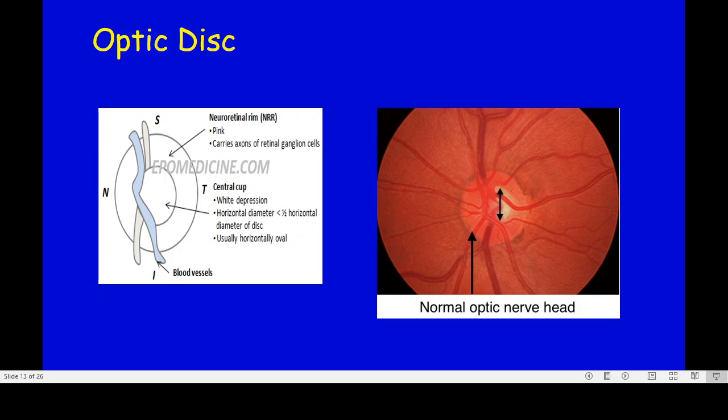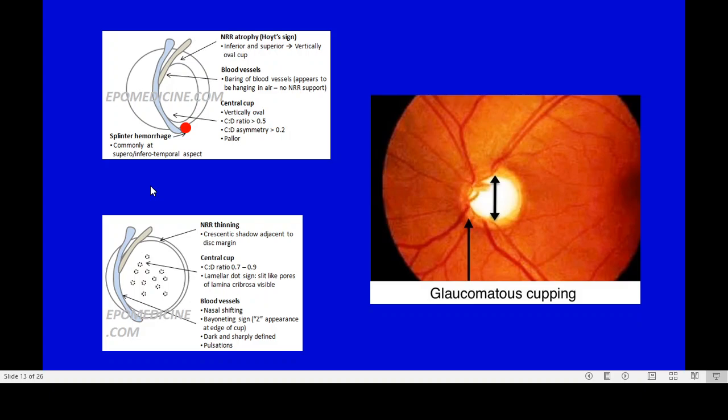Usually it is horizontally oval, and these are the blood vessels, the different blood vessels, arteries and the veins. Now we have a disc which shows definitive glaucomatous changes. There are different signs which are present in a glaucomatous disc.